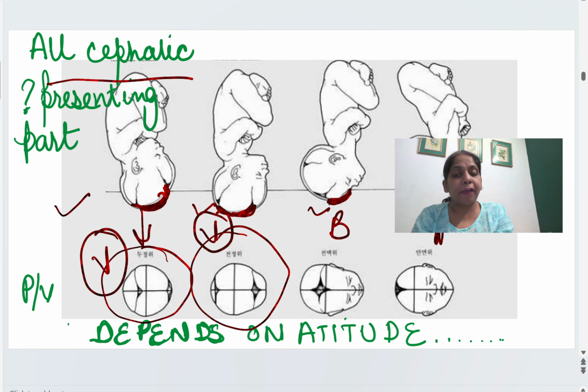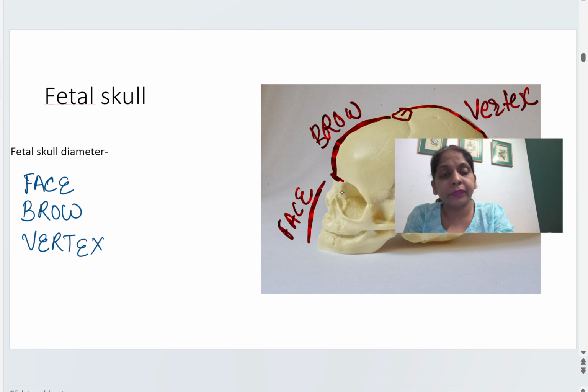Okay, so a cephalic presentation can have vertex, brow and face. As we have studied, what is face? The part in which the nose and lips are there, below the orbital edges. Brow is from the orbital edges up till the anterior fontanelle, or in layman's language, forehead. And what is vertex? Between the anterior fontanelle and the posterior fontanelle.